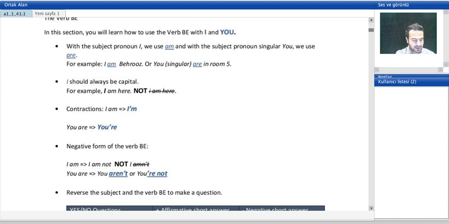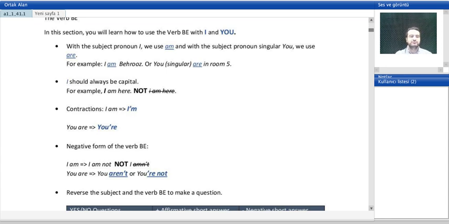So when you say I am Behruz, it is okay. But if you write I with small letters, it is not acceptable in the English language. Let me write it for you. So this form is not acceptable. So you cannot use this. Yeah, it's not okay to use. Okay, let me wipe it out.